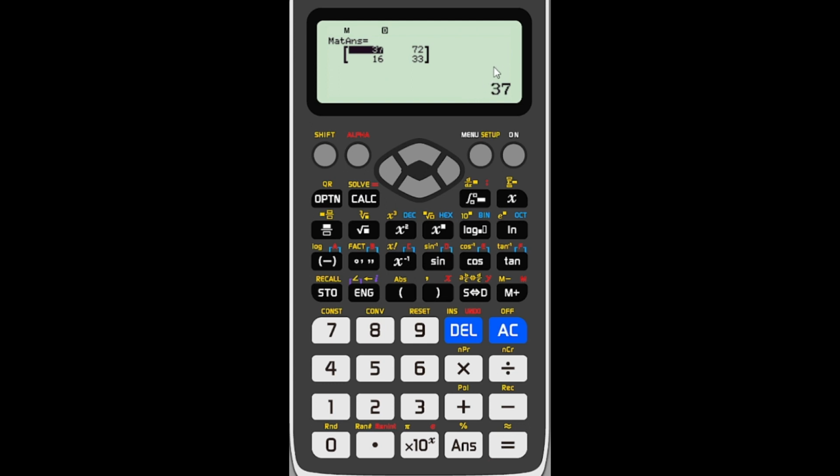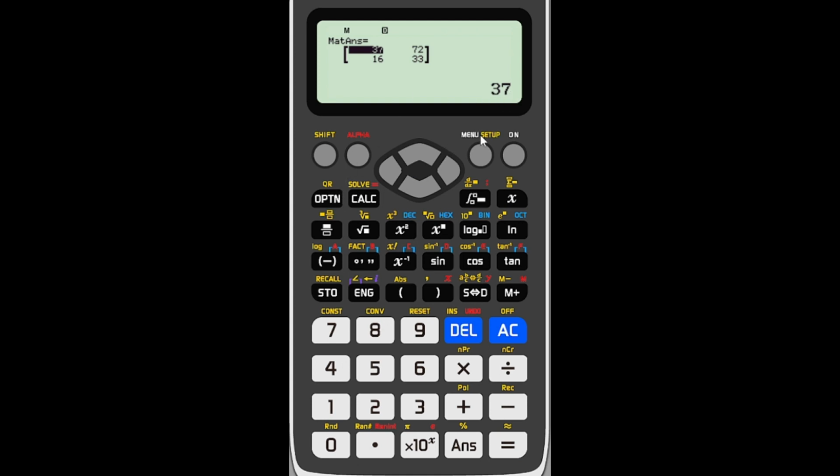What if you want to take the cross product, right? What you do is you choose options, press 3, and then put this multiplication sign to give you a cross product. This will be your cross product answer, right?